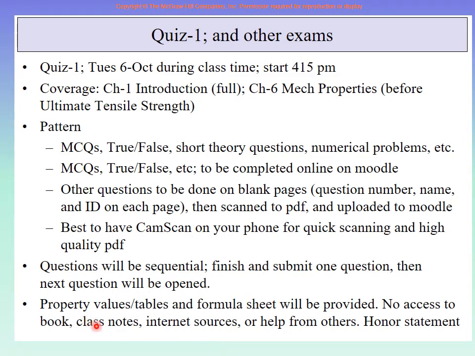Similarly, you have written an honor statement, you have signed it, you will upload it. I have told you that you will not use the book, the class notes, the internet sources, or help from any others, right? So this is how any good exam should go ahead. You are the best of the best in Oman, right? In Sultan Qaboos University, only the topmost students from the whole country get into it. And especially when you get into the College of Engineering, you are the top of the top. So you are the best, you should hold that.